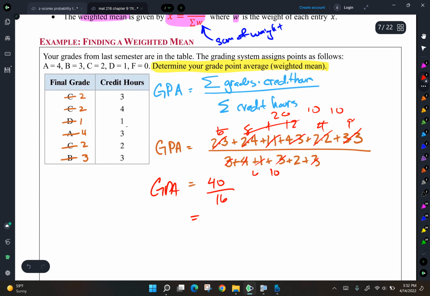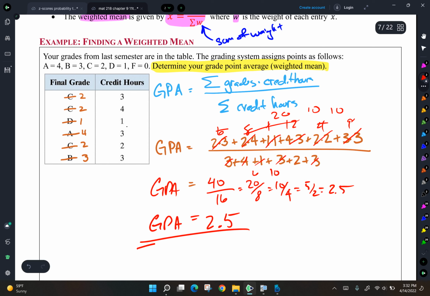And then 40 divided by 16 is, let's see, that's 20 over 8. That's 10 over 4. That's 5 over 2, so that's 2.5. So I have a GPA of 2.5. Better raise that if I expect to get any sort of scholarship or anything. All right. They want to see something a little higher than a 2.5.